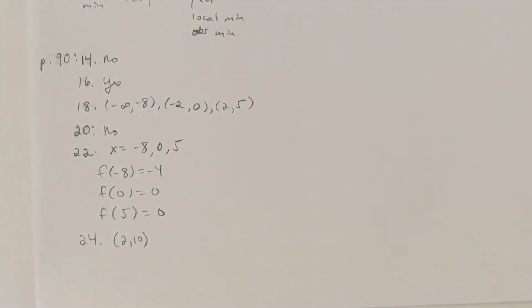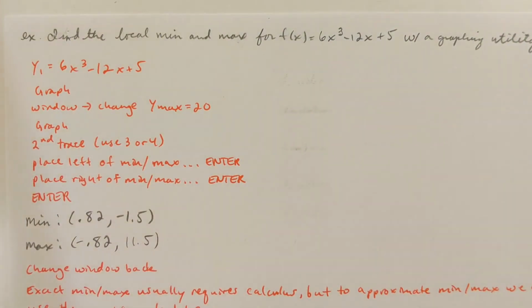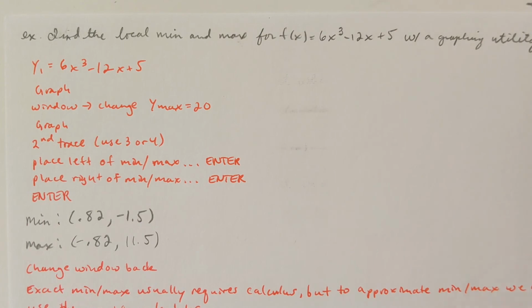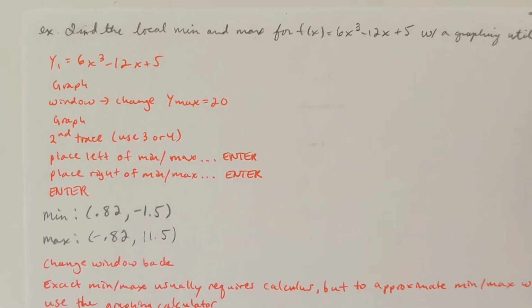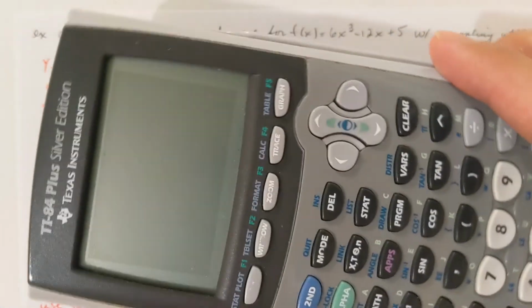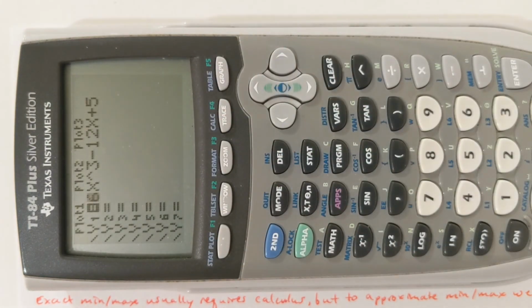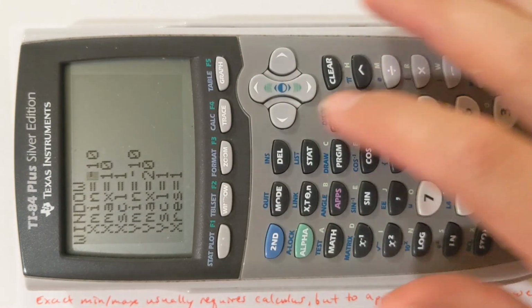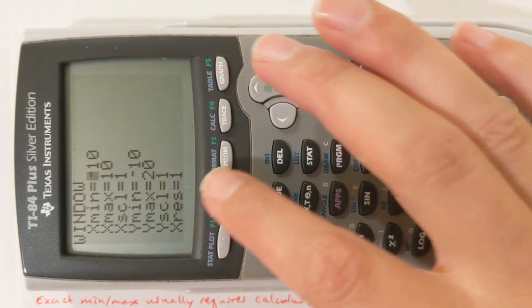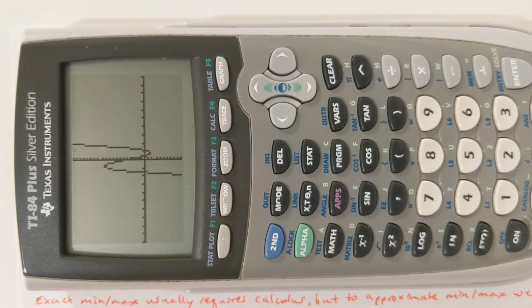Let's take a look at maybe one more here. Find the local min and max for the function 6x cubed minus 12x plus 5 with a graphing utility. Okay, so I've got my graphing calculator here, and I've already got this entered. By the way, in the window, I changed the y max to 20. So I hit graph, and that's what I'm looking at.